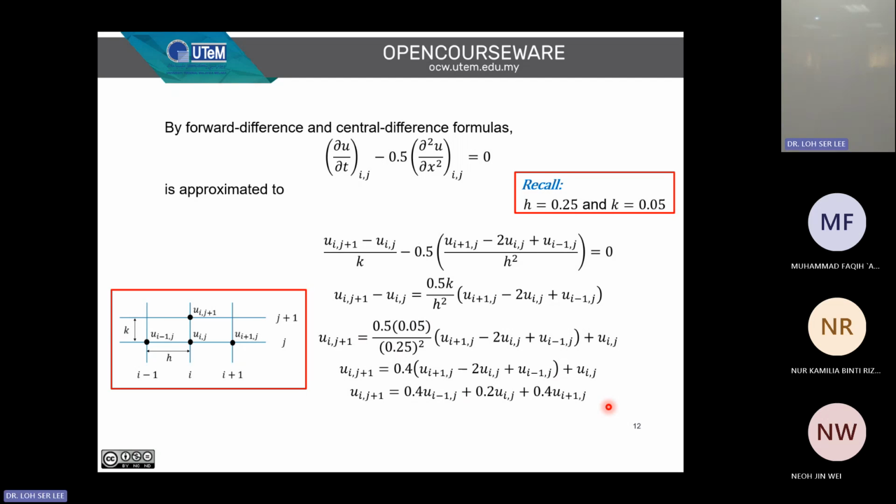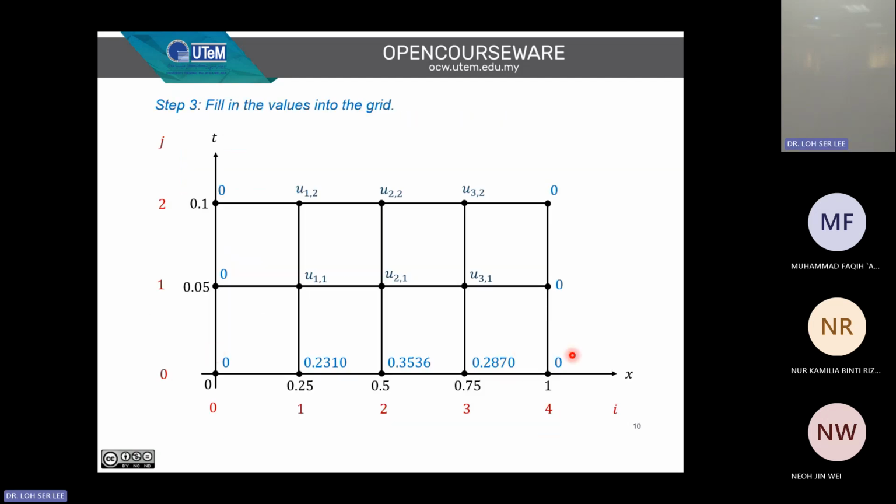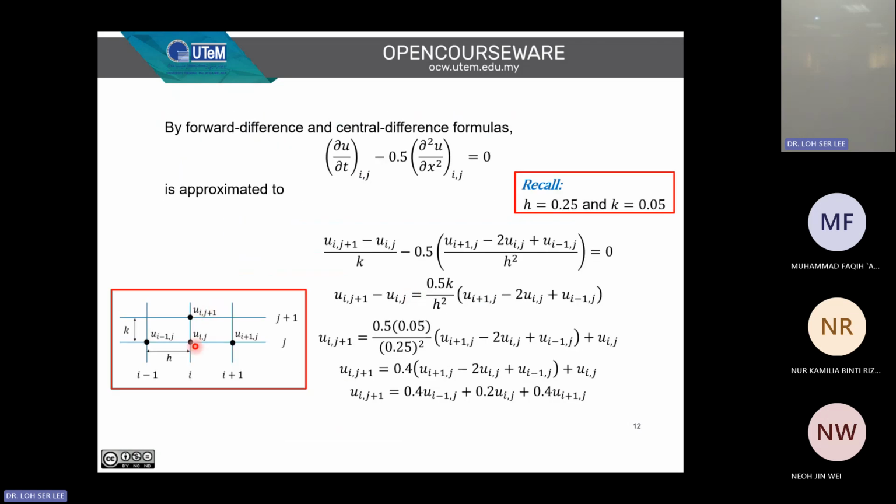Why we have to choose Uij plus 1? Because we have the values. If you look at this one, we have the values here. And we want to find for the internal points, which is one row above it. So if you have this, the values of this, that means you can find for this one. So that's why this is the one chosen to lead for your formula. Okay, any other questions?